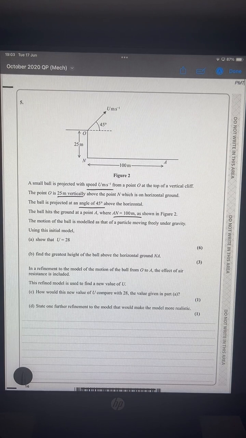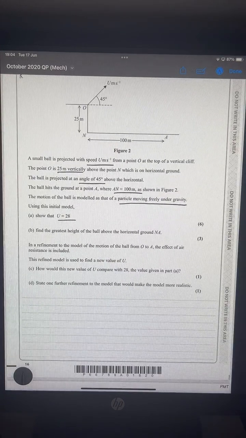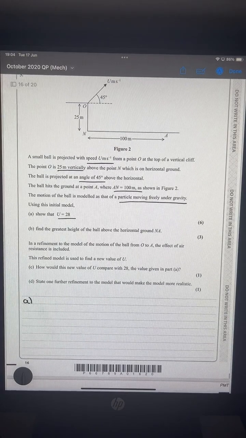The motion is modeled as a particle moving freely under gravity. It's important to just know what the modeling assumptions are. Using this initial model, show that u is equal to 28. So I need to basically find speed, right? U is my speed. How am I going to find my speed? I need the vertical and the horizontal components of my initial speed.